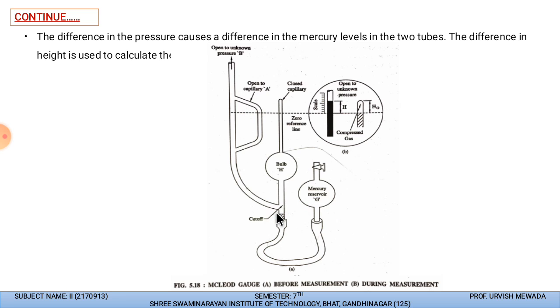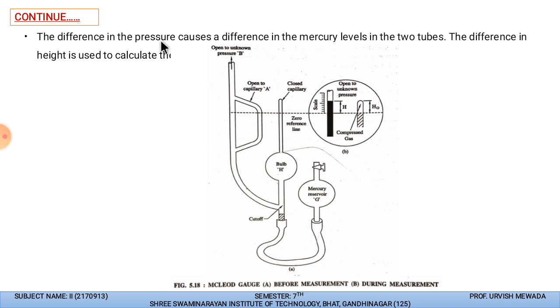This is the point where, if the mercury level rises, it will trap the gas, and once the mercury level goes up, the trapped gas creates a pressure, and this tube will show the difference. This is the height acquired by the mercury, and this is the compressed gas of height H0. So this is open to the unknown pressure, and the scale will measure the height of the mercury level due to the compression and expansion of the gas present inside the tube. This is how we can measure pressure using the McLeod gauge.